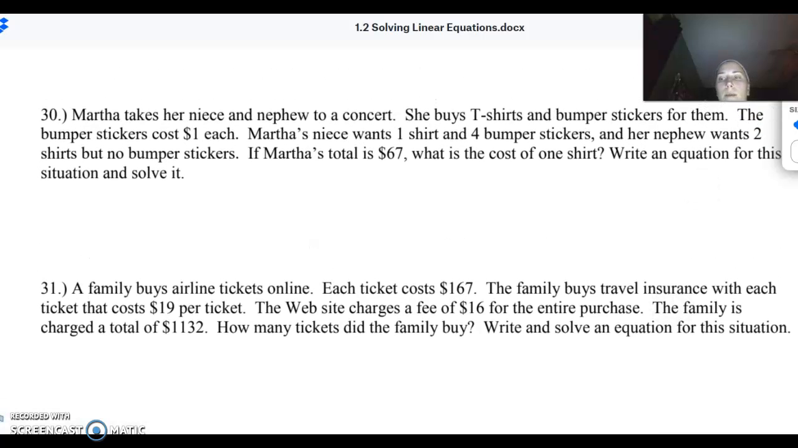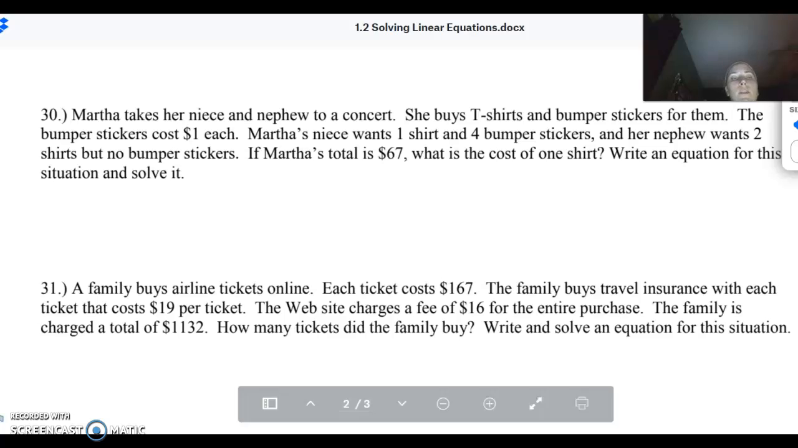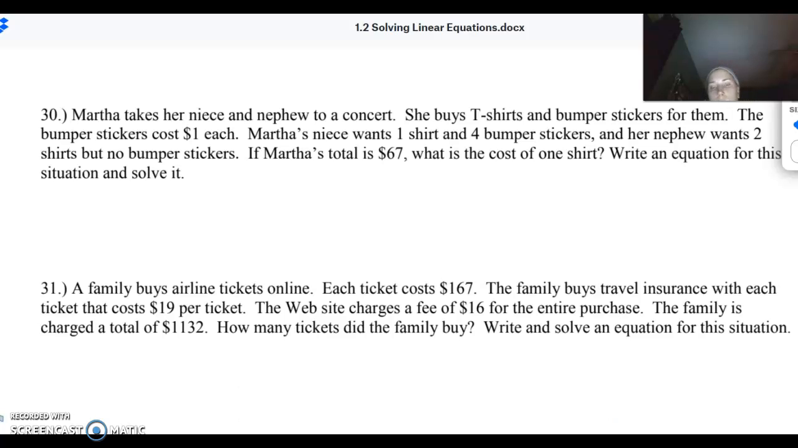Okay, number 30. So Martha takes her niece and nephew to a concert. She buys t-shirts and bumper stickers for them. The bumper stickers cost $1 each. Martha's niece wants 1 shirt and 4 bumper stickers. Her nephew wants 2 shirts and no bumper stickers. If her total is $67, what is the cost of 1 shirt? Write an equation for the situation and solve it.